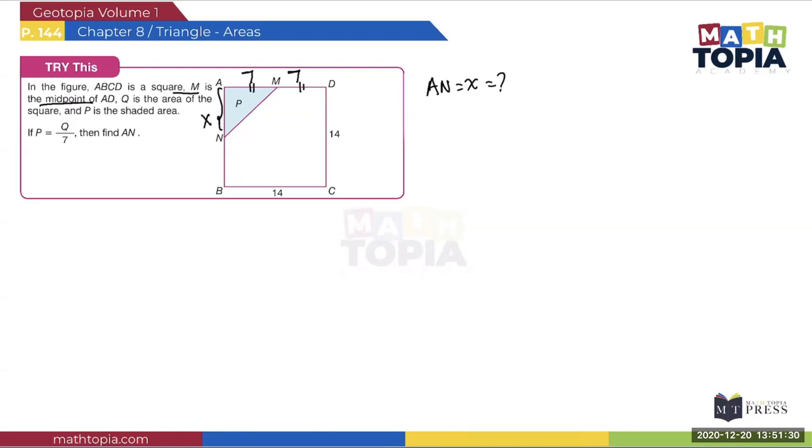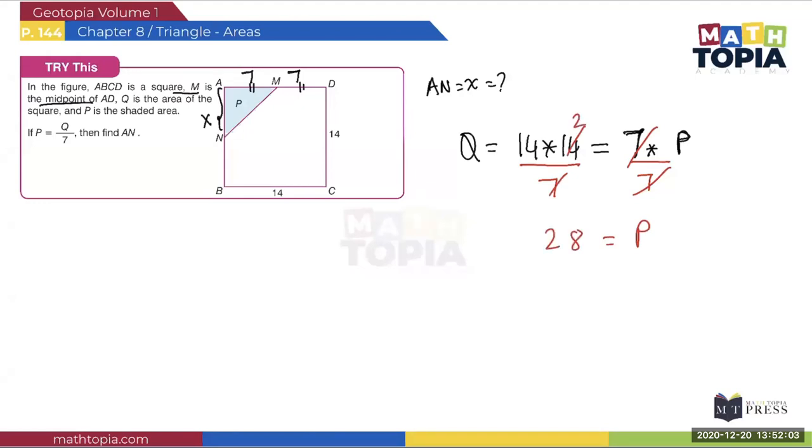Good. But what information do we also know? Okay, the shaded area. So we know that the whole area of this square Q, 14 times 14, is equal to 7 times P. That's why this information, when you divide it by 7 each side, then it's going to be 28. You obtain the area of the shaded part, which we call P. Then after that will be a nice and easy step for us.